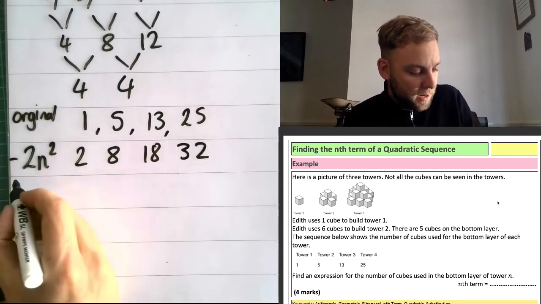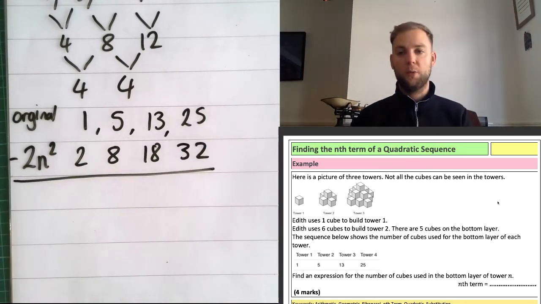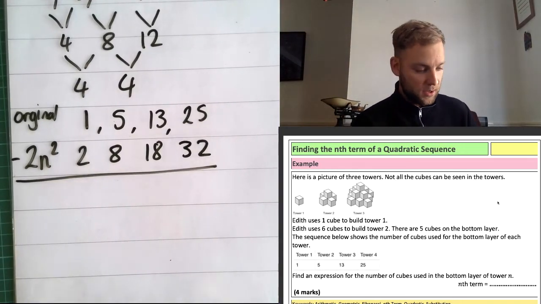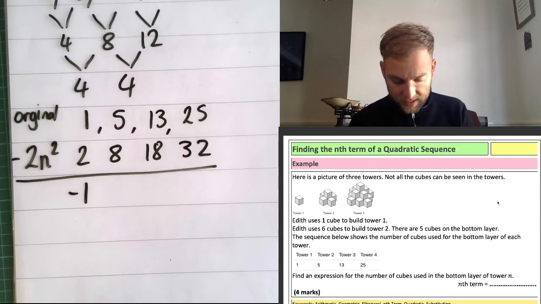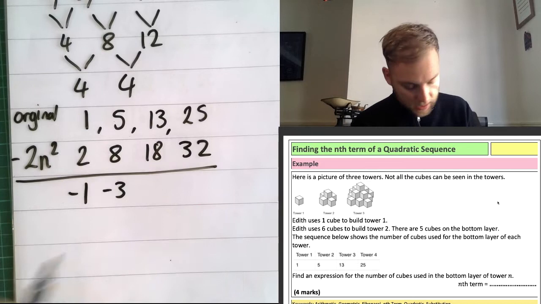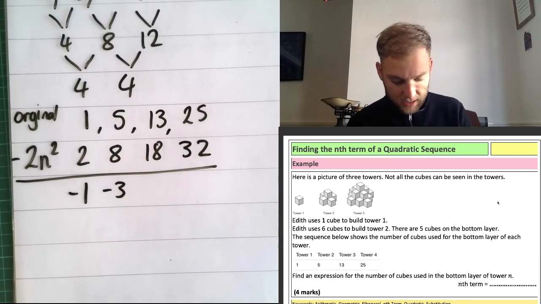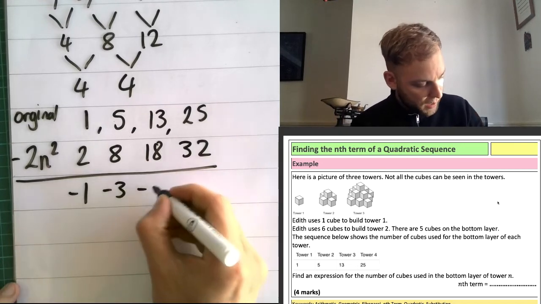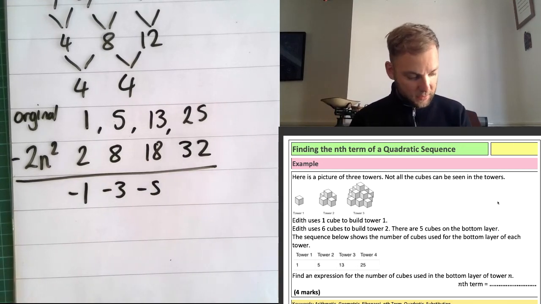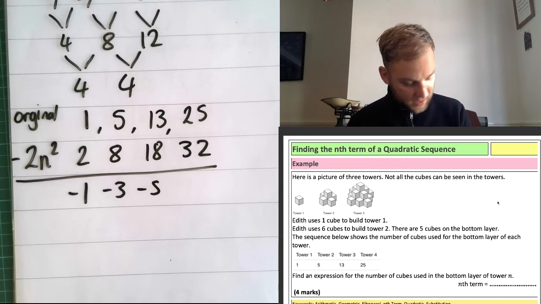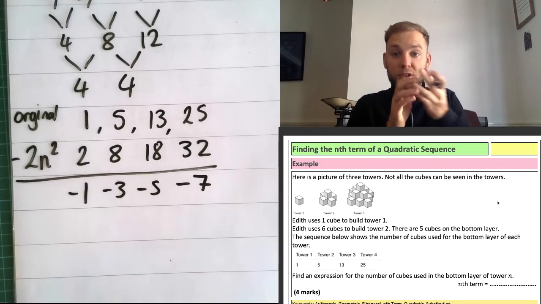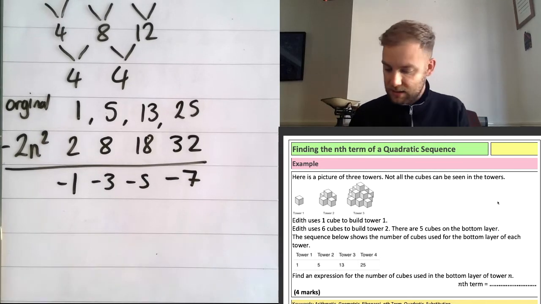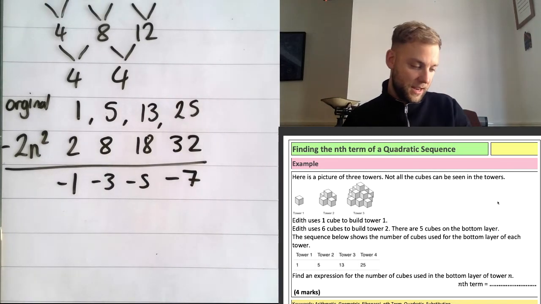And then subtract my squared term away from my original sequence. So 1 take away 2 is minus 1. 5 take away 8 is minus 3. 13 take away 18 is minus 5. And 25 take away 32 is minus 7. So then I've got to find out what my linear part is. Last little part, we're getting there now.